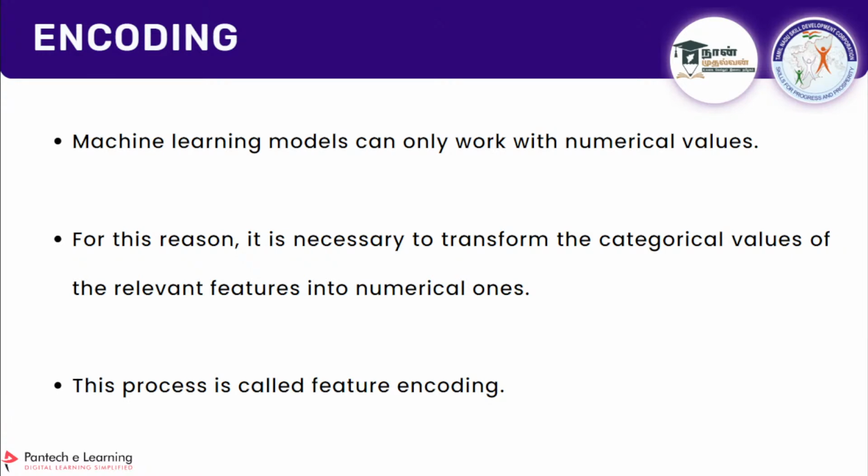Okay, and then you can do the further processing. So this is known as encoding. If you have any text data in your data set, you have to convert it to numerical values. That's what we are doing, encoding. This process is known as feature encoding.